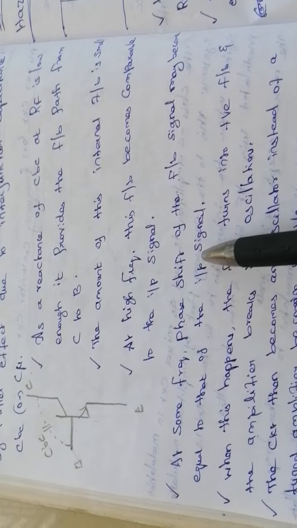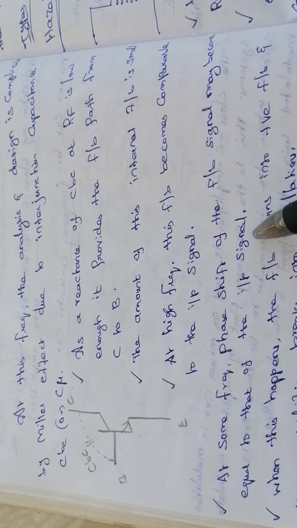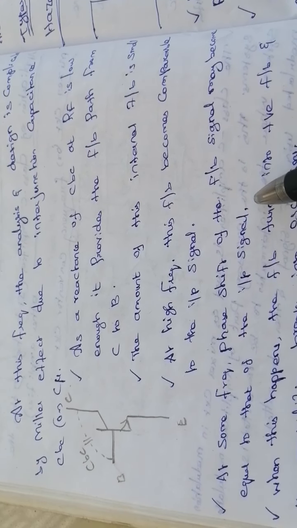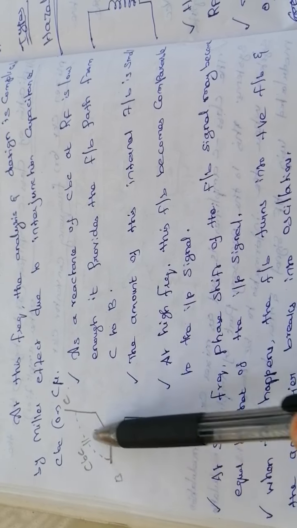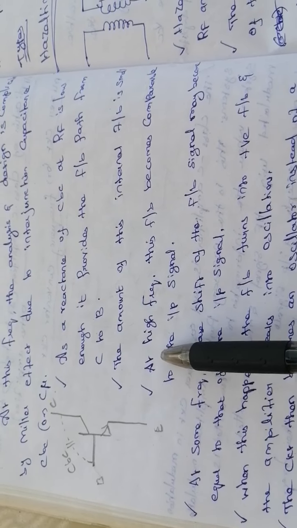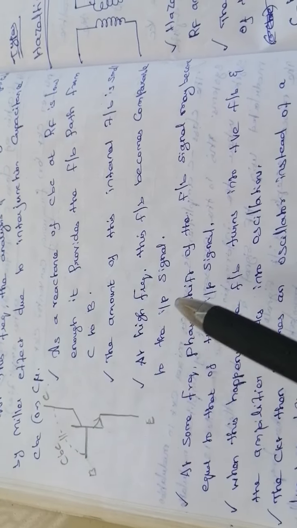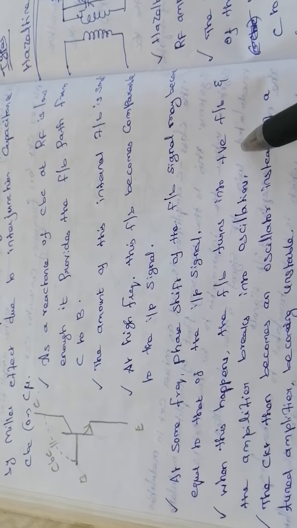At some frequency the phase shift of the feedback signal may become equal to that of the input signal. We can't tell which frequency that is; it may be low, high, or the centered resonance frequency. So below or above the resonance frequency, the phase shift of this feedback becomes equal to that of the input signal, and at that time the feedback turns into positive feedback.